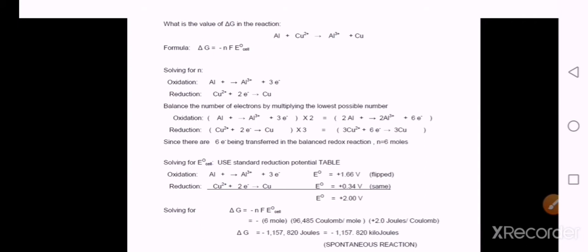So that would be 1,157,820 divided by 1,000. Makukuha natin yung negative 1,157.82 kilojoules. And with that negative delta G and a positive cell potential, the reaction is spontaneous.